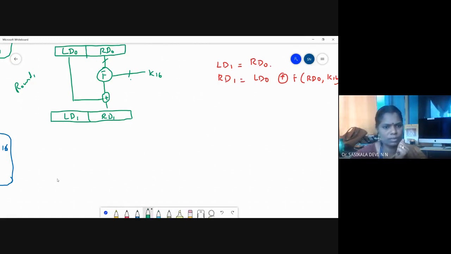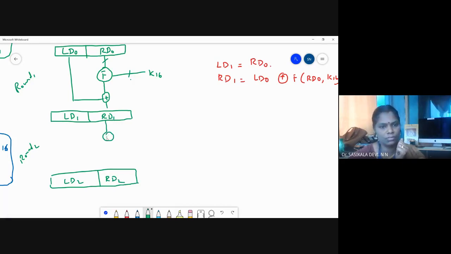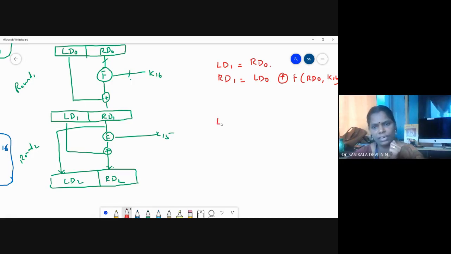So the output of this will be the output of this, RD1. This is actually round one. Round two: this will be LD2 and RD2, and this input is given to the function, and another component is K15, and the result will be XORed with LD1. Finally, it is passed down. Now this is the same thing. So let's make a general equation for this.